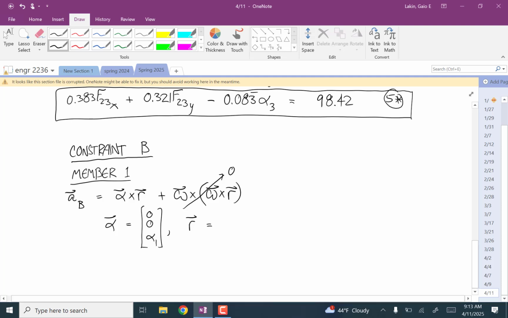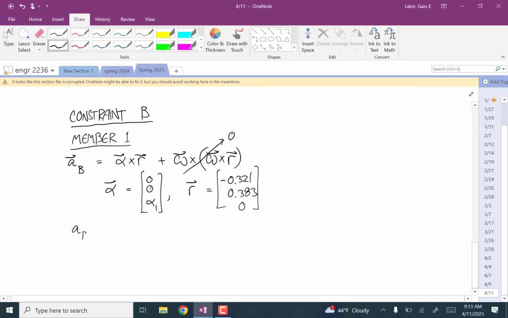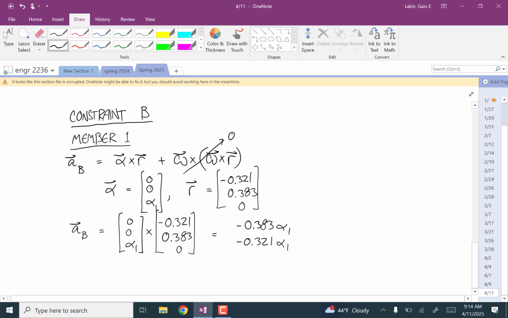And so this is negative 0.321, positive 0.383, 0. And so AB is 0, 0, alpha 1 crossed with negative 0.321, positive 0.383, 0. And that is negative 0.383 alpha 1, negative 0.321 alpha 1, and then 0 for Z.